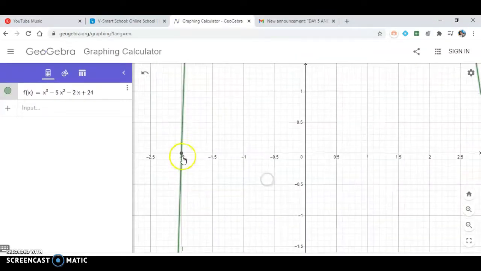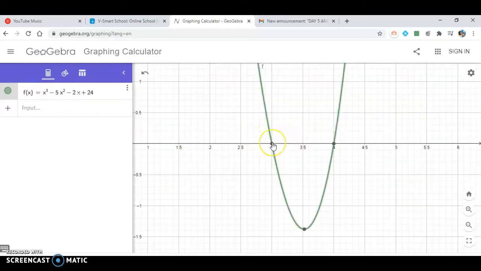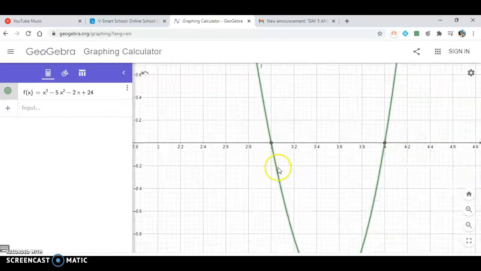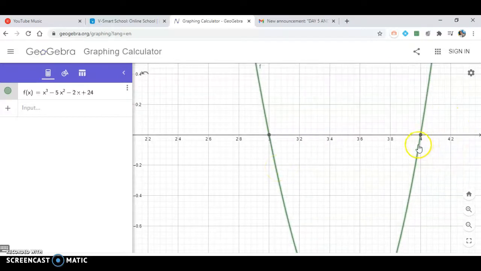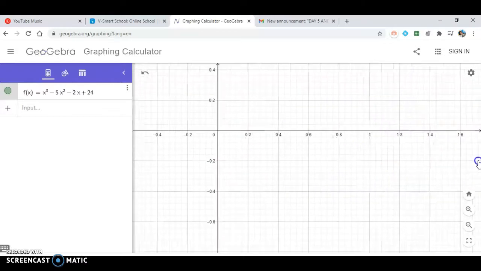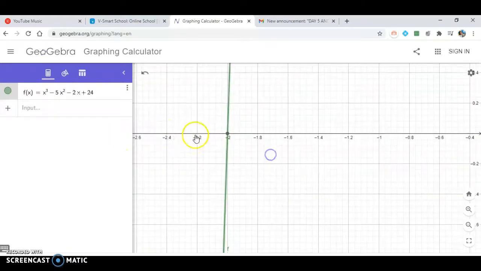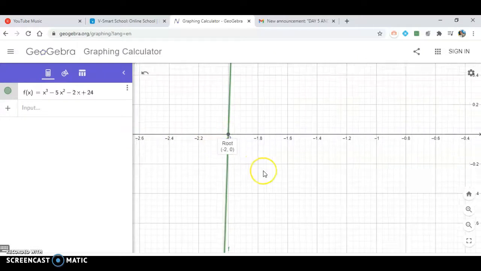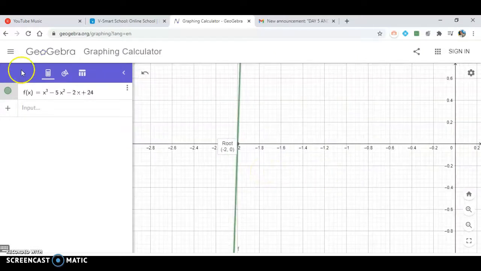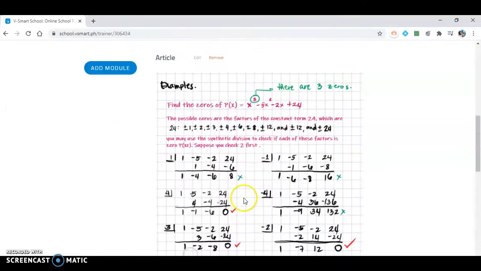As you can see, we have negative 2. Nag-zero siya dito. Next, nag-zero din siya sa 3. Zoom natin. And of course, nag-zero din siya dito sa 4. Therefore, ito yung mga roots niya. We have 4, 3, and negative 2. If you want to further explain your solution, you can do it here. So, let's try another example. Balik tayo dun sa equation natin.